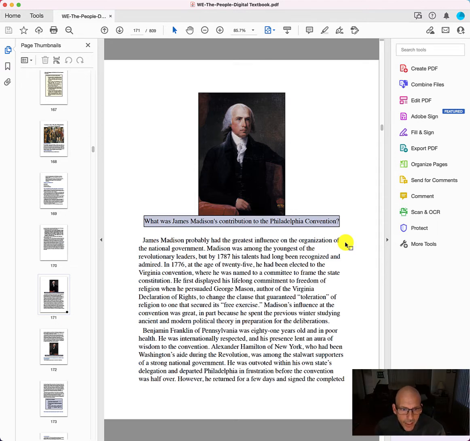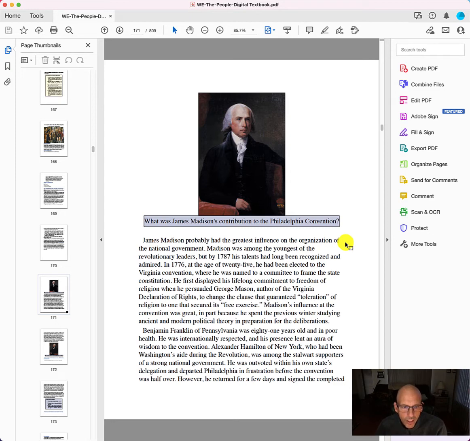In 1776, at the age of 25, he had been elected to the Virginia Convention, where he was named to a committee to frame the state constitution. He first displayed his lifelong commitment to freedom of religion when he persuaded George Mason, author of the Virginia Declaration of Rights, to change the clause that guaranteed toleration of religion to one that secured its free exercise.